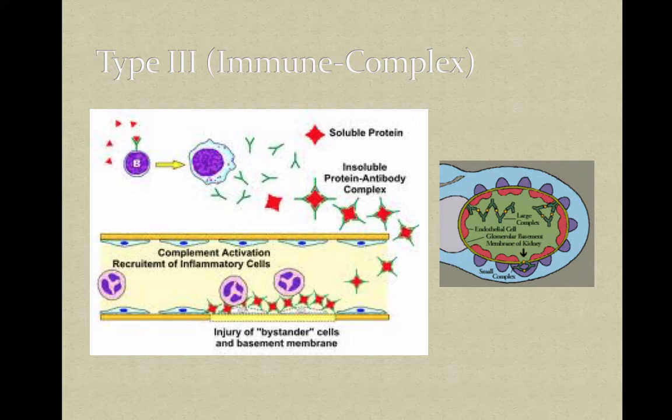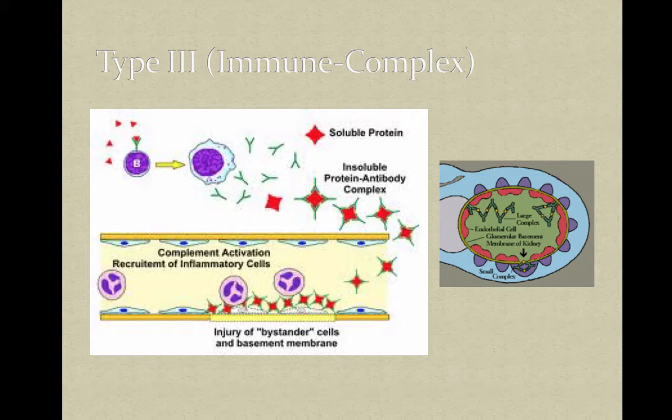Now, in type 3 hypersensitivity reactions, these are considered to be immune complex reactions. So type 3 reactions are caused by immune complexes that are formed between antigens and appropriate antibodies. So soluble antigens combine with IgG and IgM antibodies to form complexes that wind up being too small to be effectively removed by phagocytic cells.